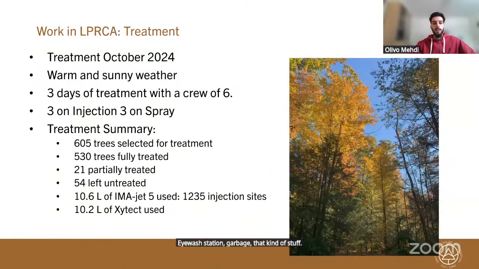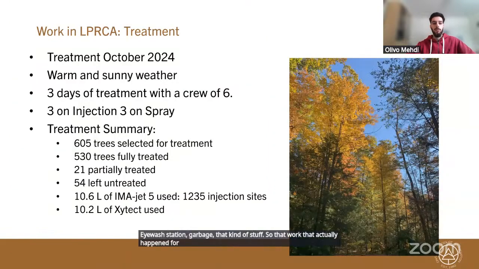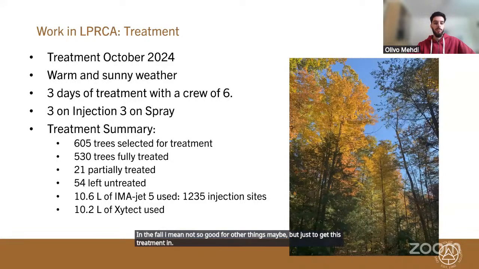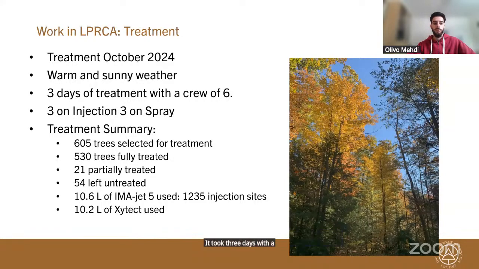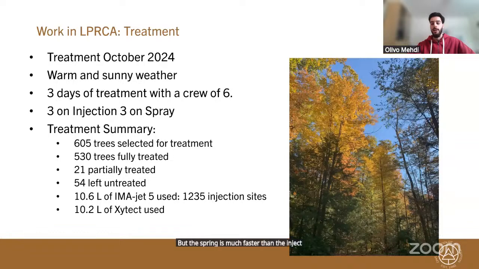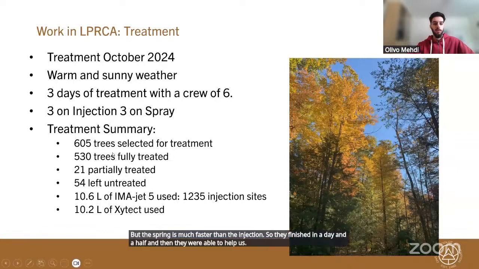So that work that actually happened for the treatment, it happened in October 2024, delayed again because of the insurance, but we were very lucky that the weather was so warm in the fall. I mean, not so good for other things maybe, but just to get this treatment in. It took 3 days with a crew of 6. 3 people injected, 3 people sprayed, but the spraying is much faster than the injection, so they finished in a day and a half, and then they were able to help us.